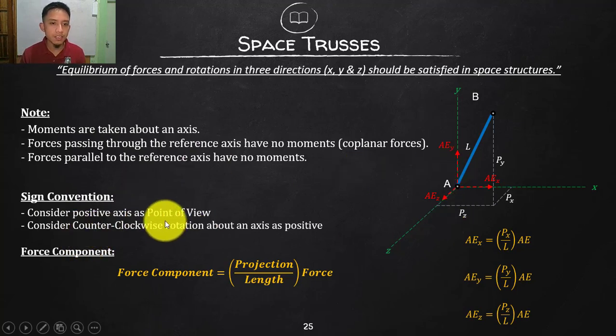Consider the positive axis as the point of view. So let's say this is your x, y, z. X, and then that is y, and then the perpendicular, which is the z-axis.